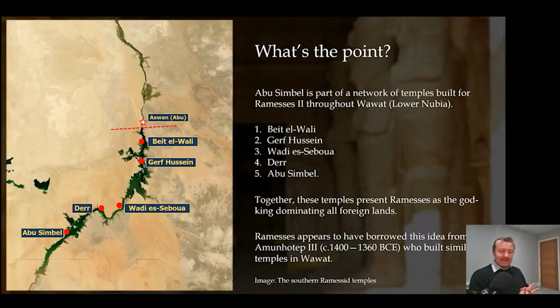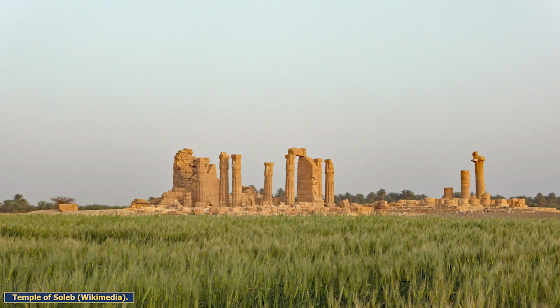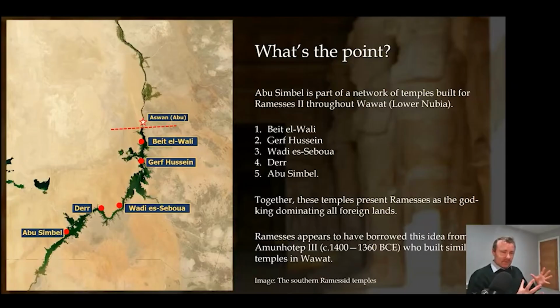Now, I should stress that Ramesses did not make this idea up himself. He was not the first king to build new temples to himself as a god. The particular inspiration seems to have been Amenhotep III, who built temples for himself and his wife, Queen Tiye, at sites in Nubia called Soleb and Sedeinga. I'll probably do a live stream or presentation about New Kingdom Nubia properly at some point in the future. So you don't have to remember this, but the point is that Ramesses took something that an earlier king had started and built upon it.